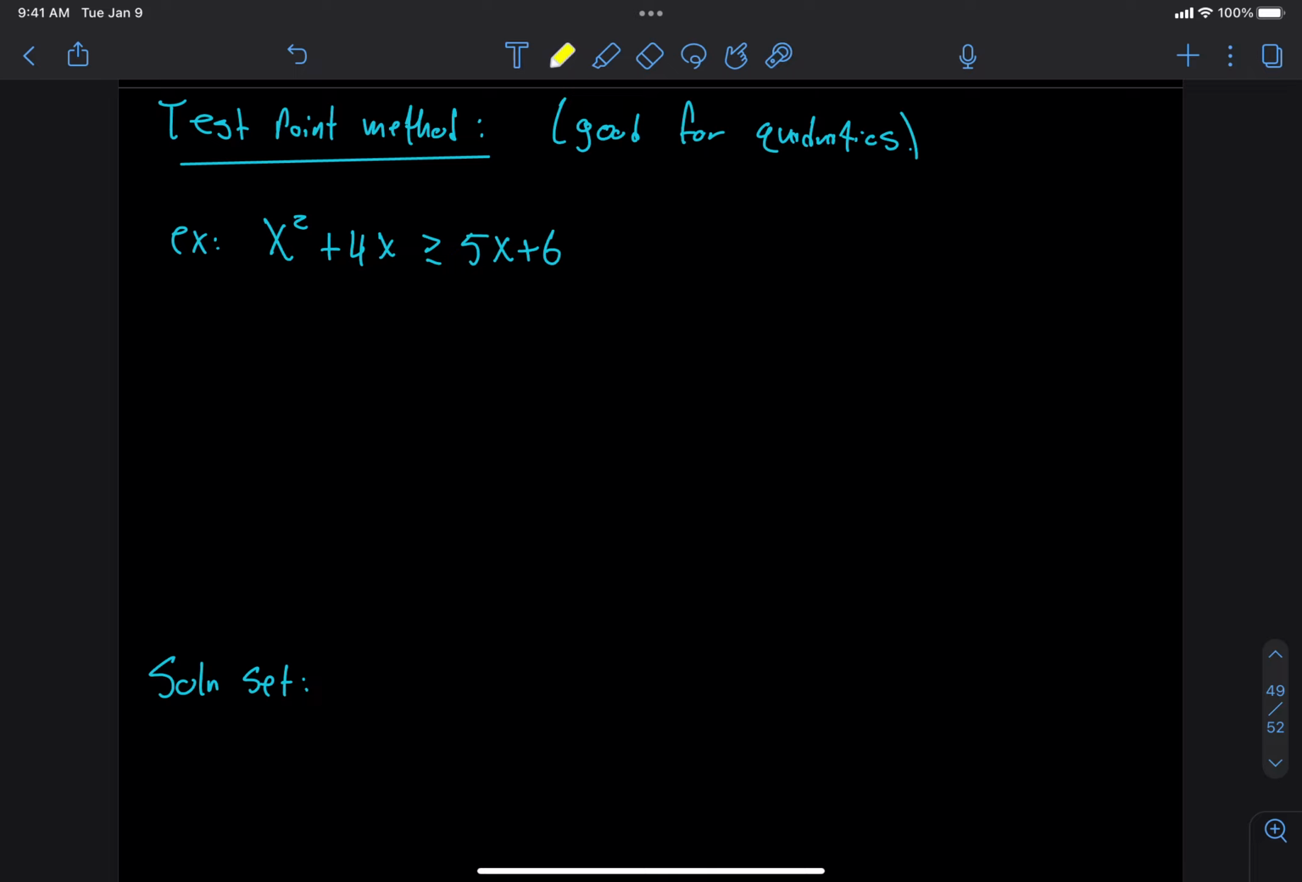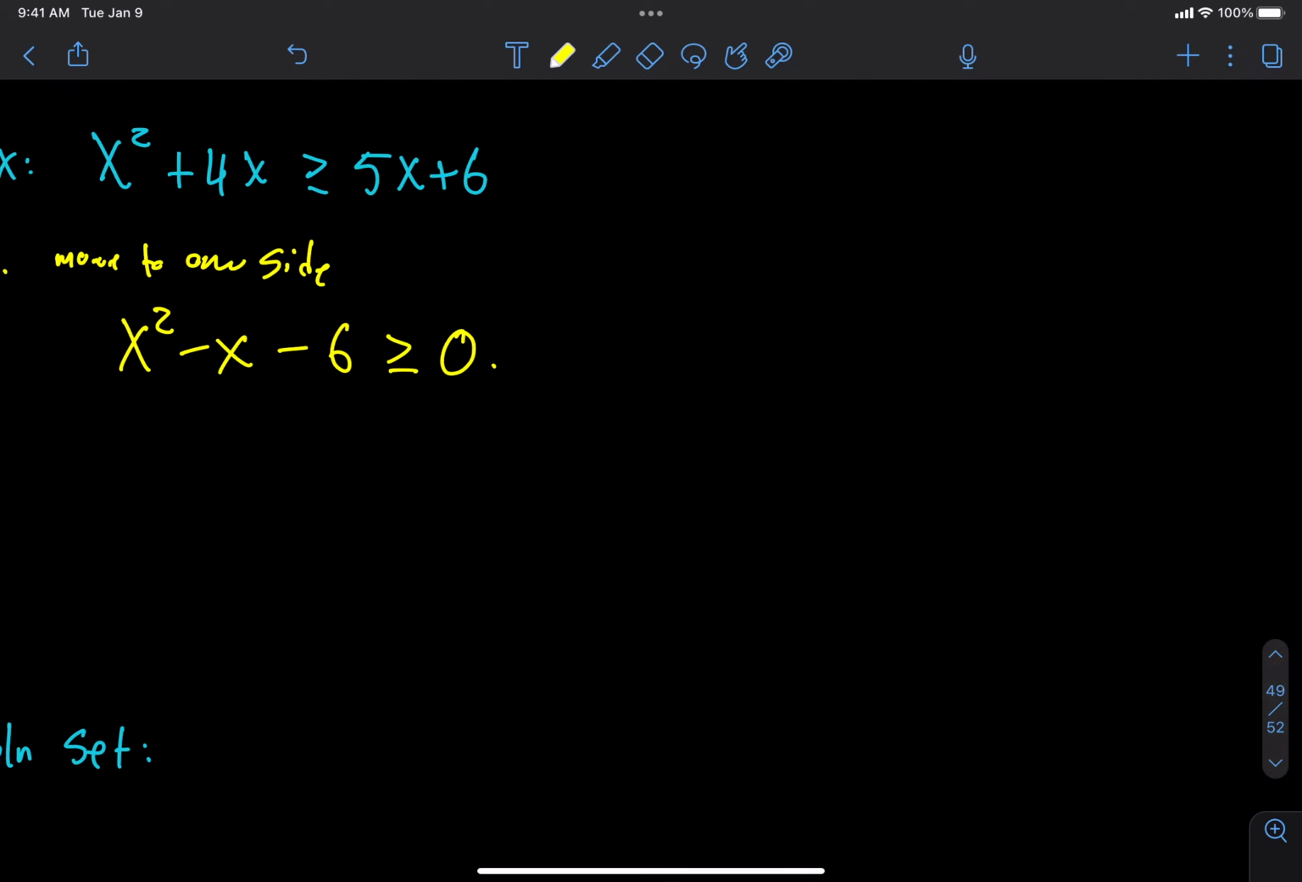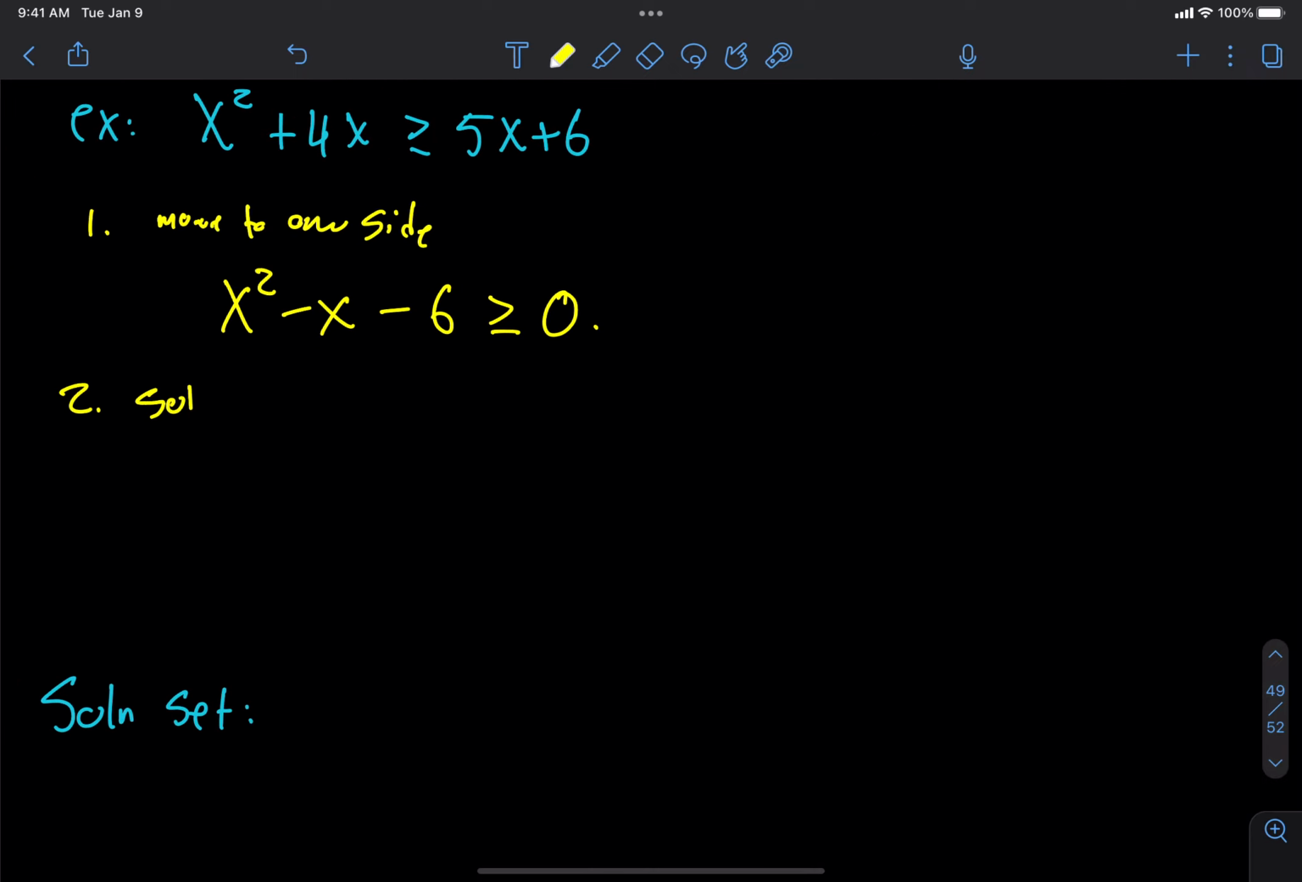So step 1, move to one side. What do we get? X squared minus x minus 6 is larger than or equal to 0. Then step 2 is going to be solve x squared minus x minus 6 is equal to 0. Then we'll go back once we want to look at the larger than or equal to sign. We're going to solve this first.